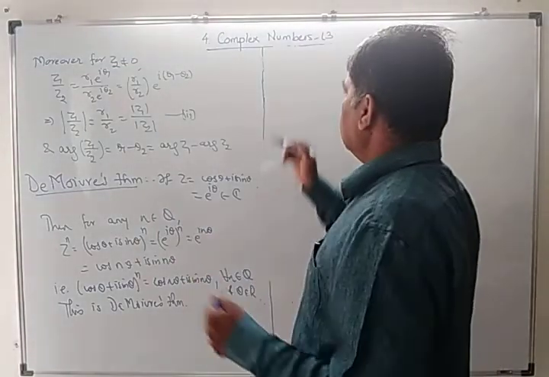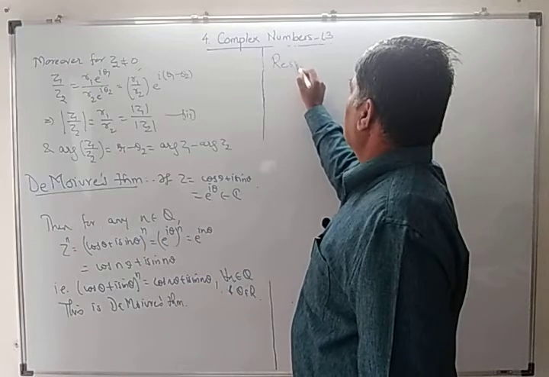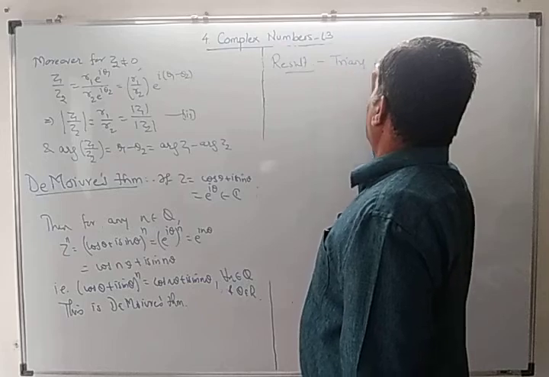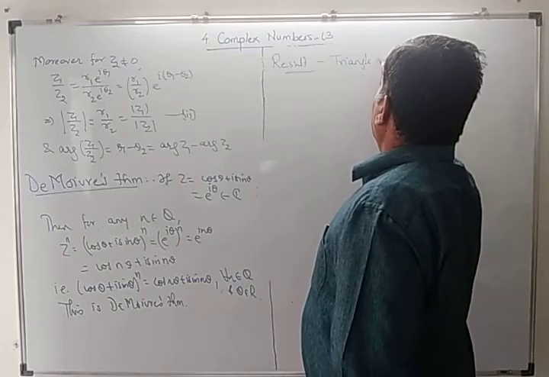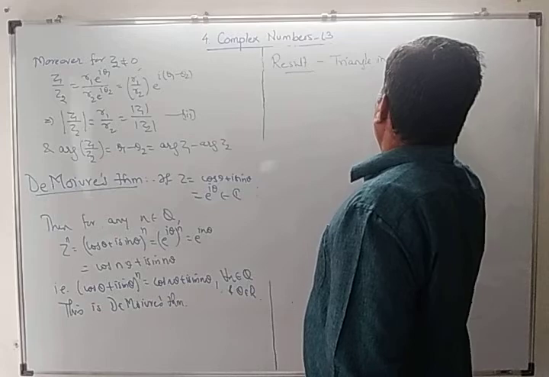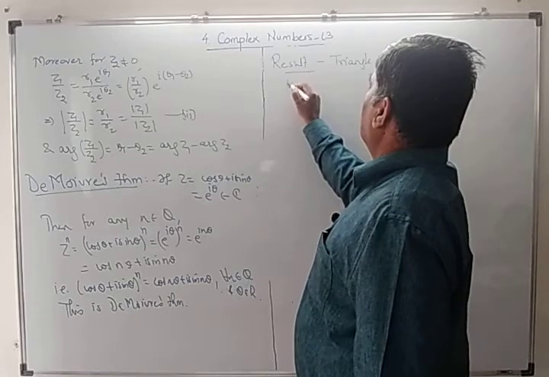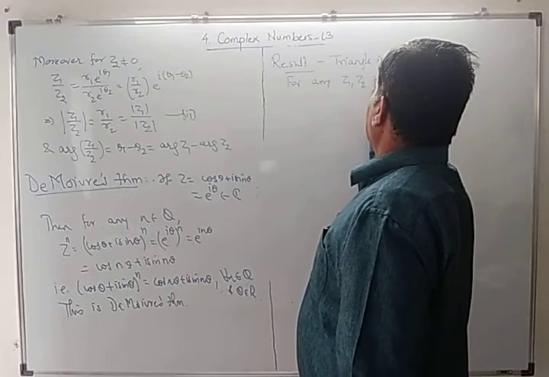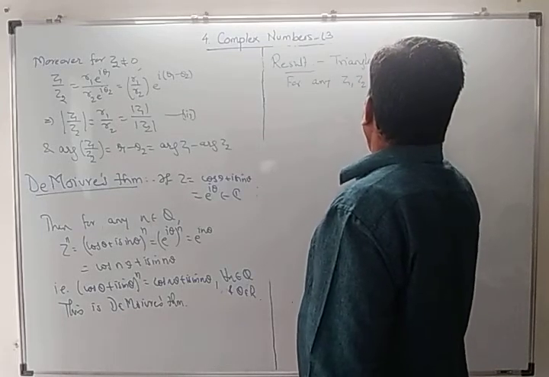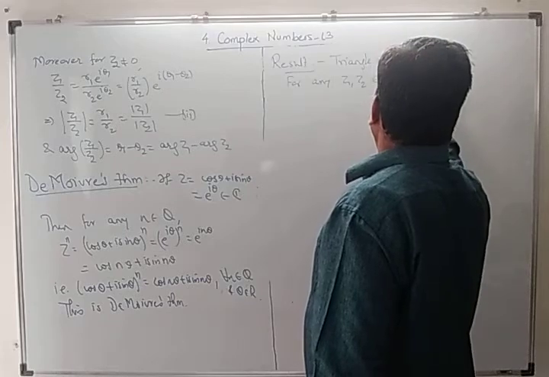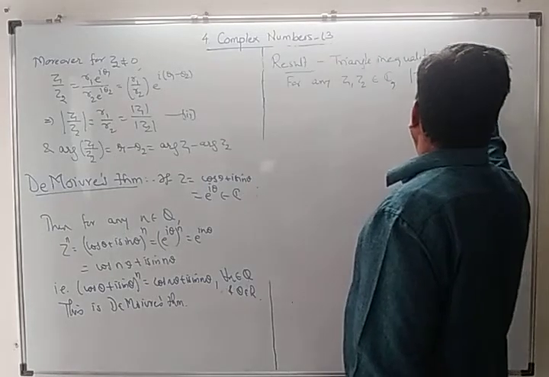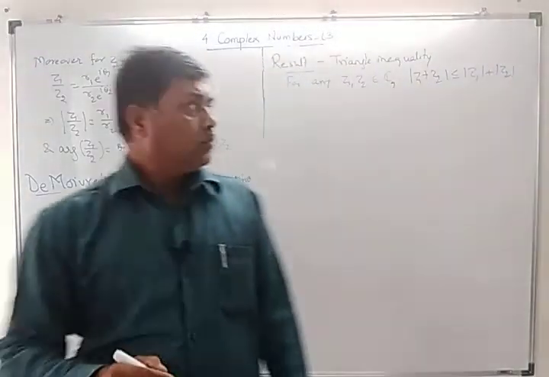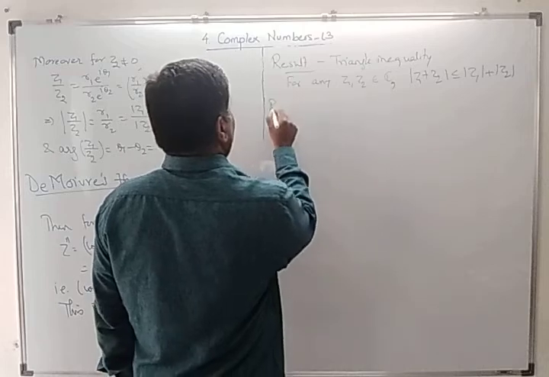Now the next result is the triangle inequality. For any Z1, Z2 belongs to C, mod of Z1 plus Z2 is less than or equal to mod Z1 plus mod Z2. So, proof.